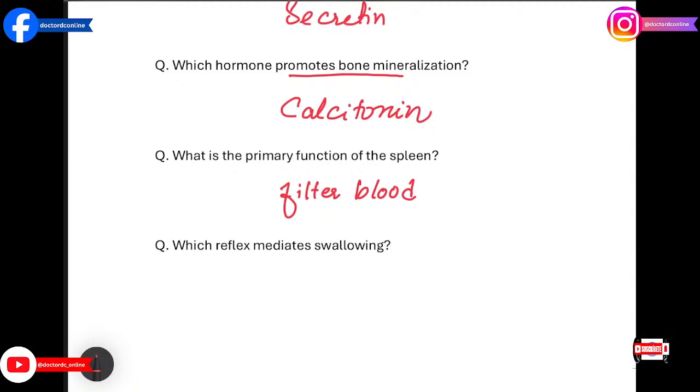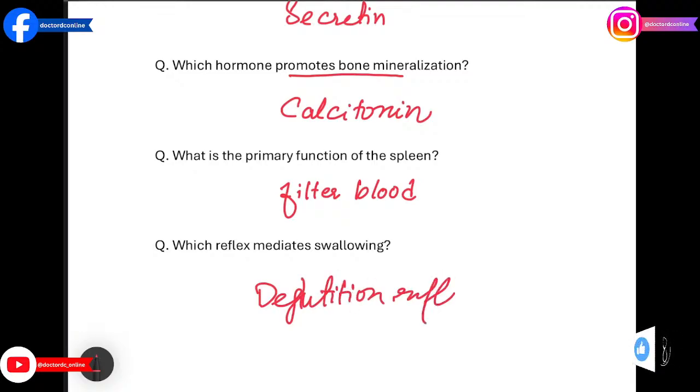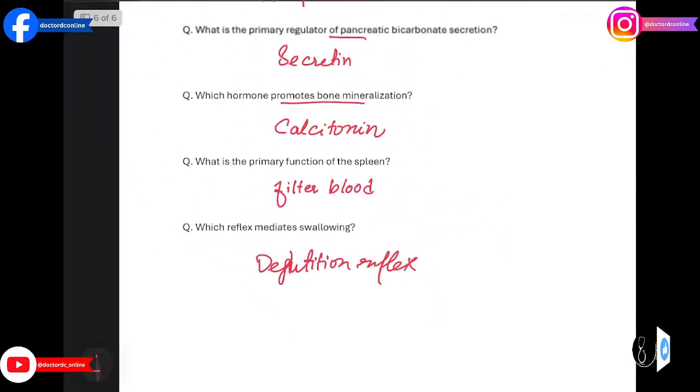The next question is which reflex mediates swallowing, and the answer is deglutition reflex. It coordinates pharyngeal and esophageal muscles via cranial nerves 9, and that's it.